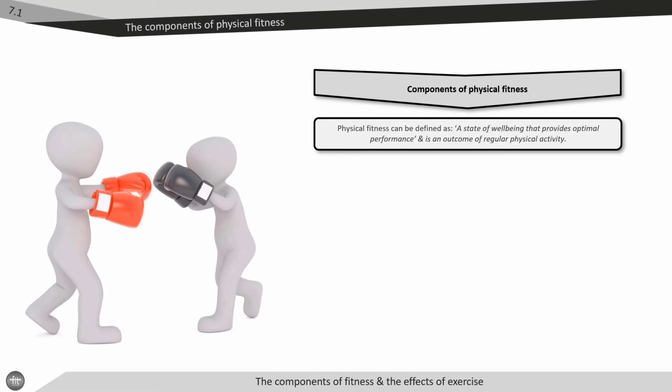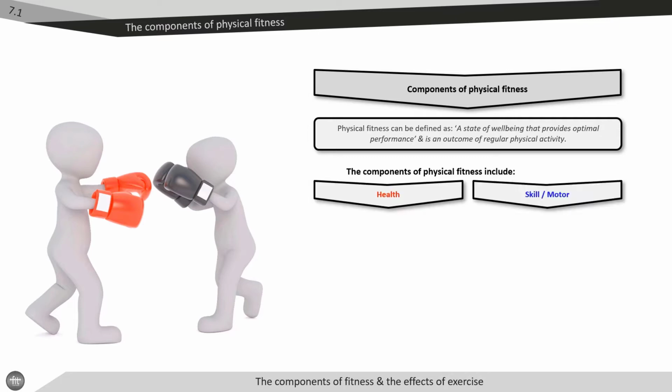Physical fitness can be defined as a state of well-being that provides optimal performance and is an outcome of regular physical activity. Regular physical activity and exercise should encompass both health and skill, also known as motor fitness, for a balance in both health and physical well-being.